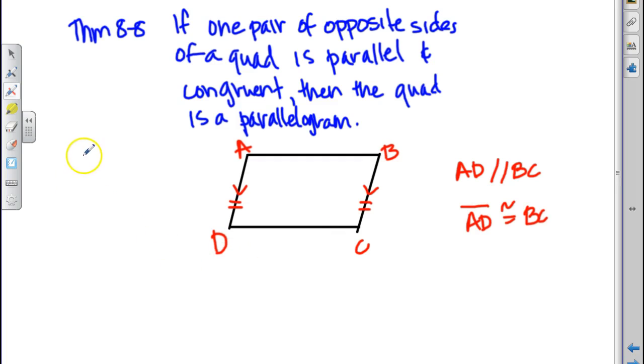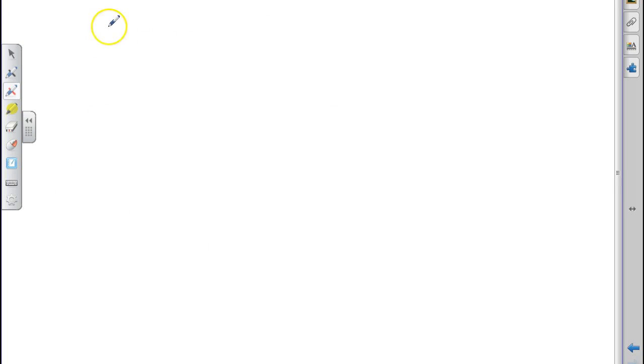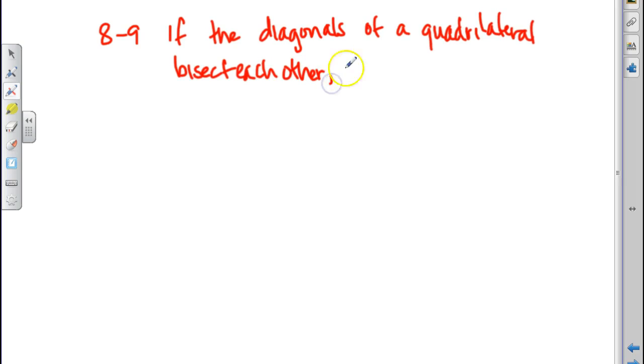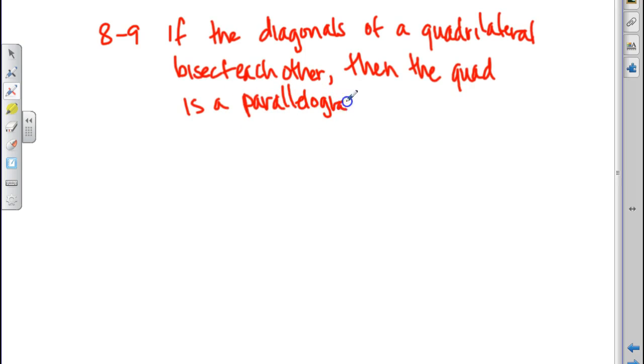8.9. If the diagonals of a quadrilateral bisect each other, then the quadrilateral is a parallelogram. All right, so what does that look like? So let's draw another parallelogram.